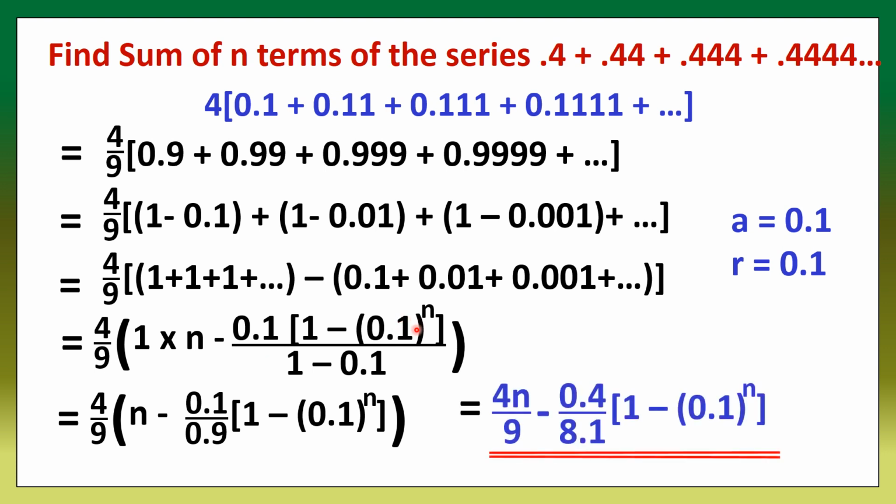And the next step is 4 by 9n. See, 4 by 9n is taken here. 4 by 9n or 4n by 9 minus this 4 into 0.1 is 0.4. Then 9 into 0.9 is 8.1 into, this is kept as such because we cannot solve it. 1 minus 0.1 raised to n is kept as such, and we have to stop with this step because this n value is unknown. So this is the answer that we have found out for summing up the n terms of the given series.